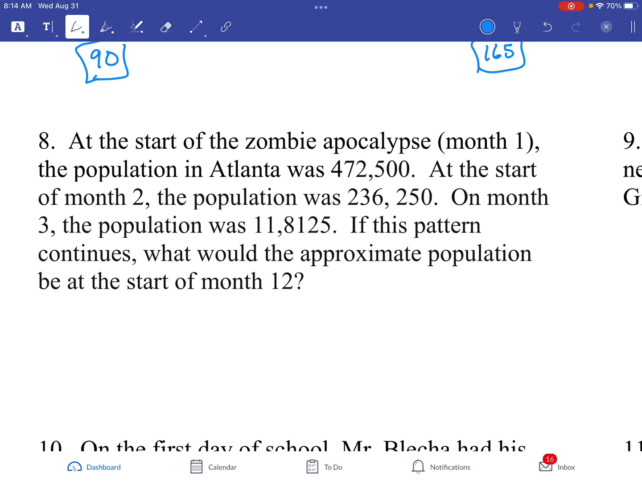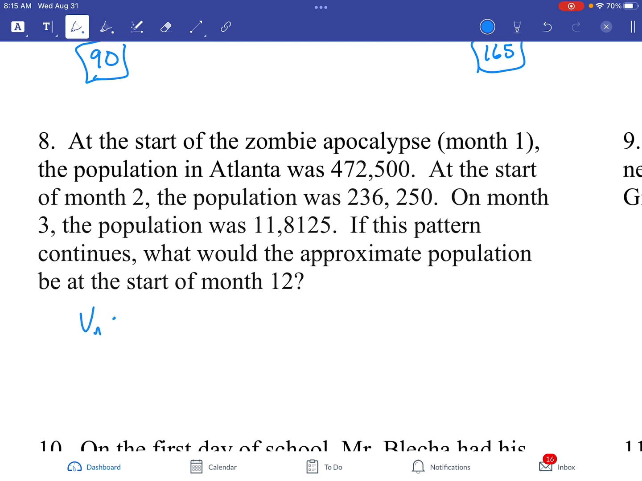So one thing we know right away is we're not looking for the total population. We're looking for a term, which means we're using the explicit formula. Next we've got to figure out what is going on with this. I'm going to take a wild guess that 472,500 times 1/2 will give me my population for month 2. So I'm multiplying by 1/2, which is a geometric sequence. So I have to find the explicit formula for that.